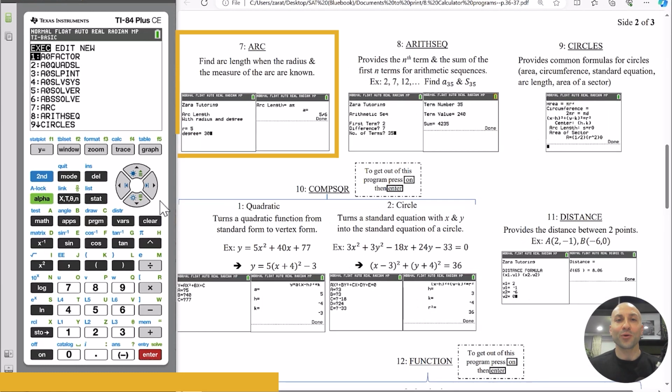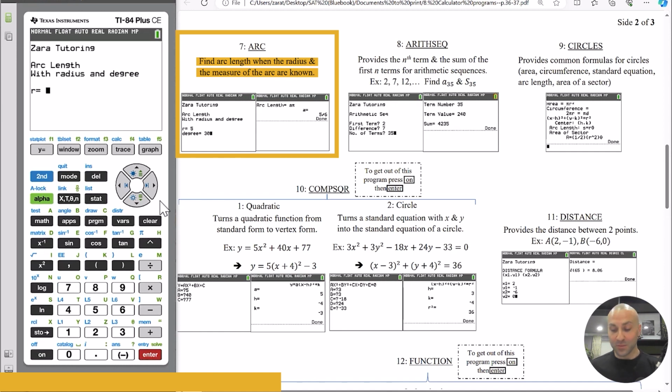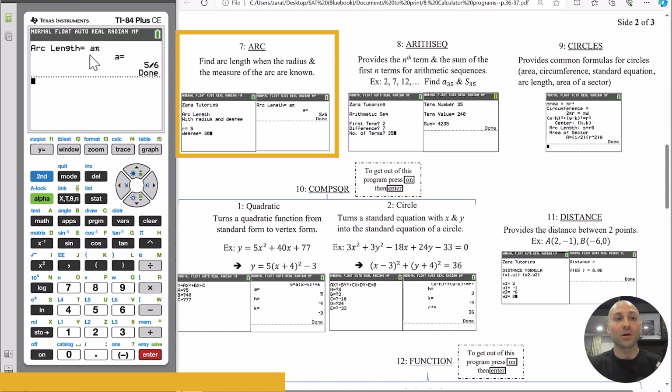So the 7th program is called arc. And what it does is it finds the arc length when we know the radius and the measure of the arc. So we'll go ahead and put in, for this example, 5 for the radius, 30 degrees for the measure of the arc, and we get the answer. Now what's really important is to notice it's showing the arc length as a pi, where a is 5/6. So that means that the actual arc length is 5 pi over 6.